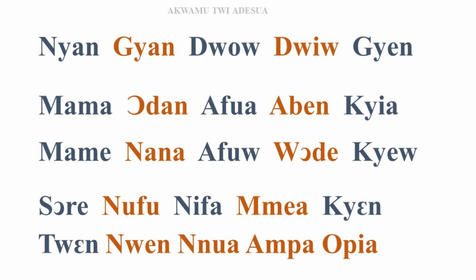Then we have K, J, E, A. And we know that the K and the J, which is the KY, gives us the Ch sound. So if we have the Ch, and then we have the E, and then the A, will give us what? Chia.